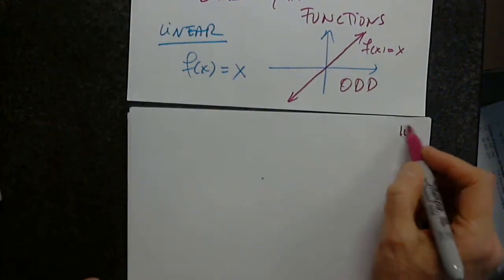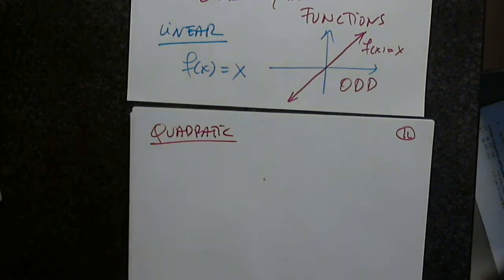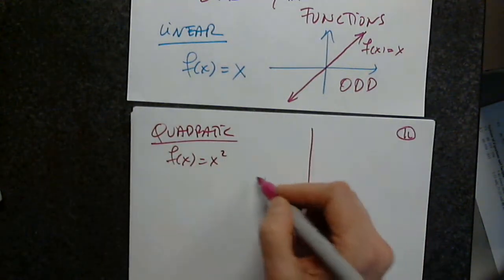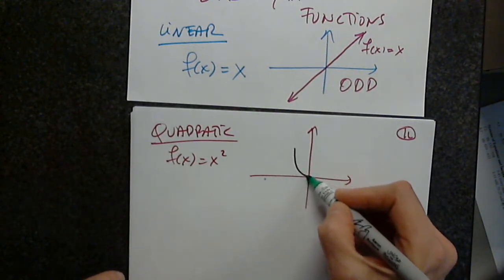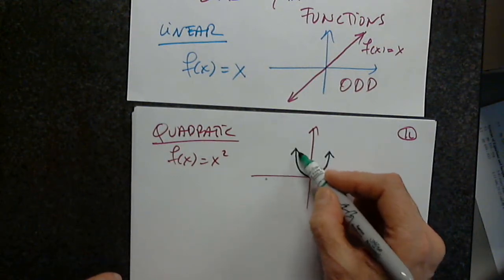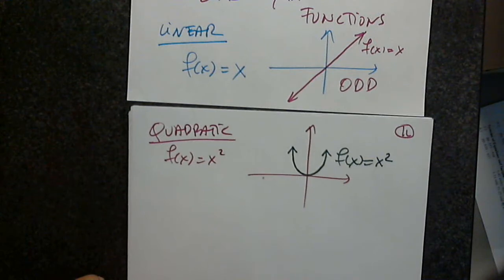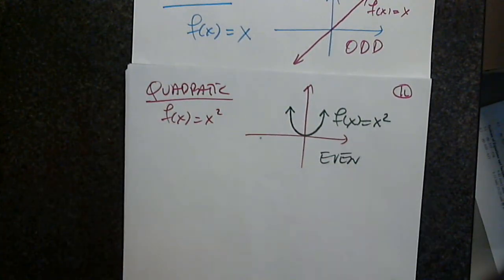Quadratic. Can anyone give us the simplest possible quadratic equation? X squared. Very good. So we graphed this again last time. Here it is. f of x equals x squared. Odd, even, or none of the above? Even. Of course, symmetric with respect to the y-axis. Very good.